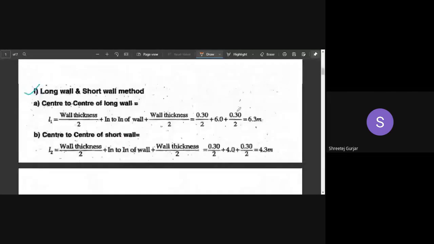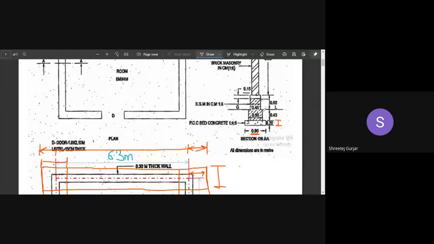Coming to your section, this part is our first step. This is what we have to calculate. We know that the depth is 0.45, which is clearly mentioned, and the width is 0.6, also clearly mentioned.